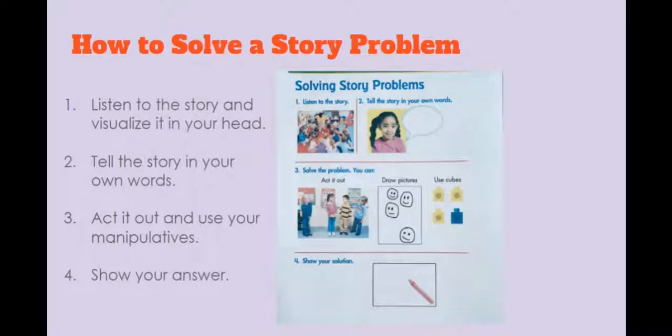So let's review how to solve a story problem. First, you want to listen to the story and visualize it in your head. Next, you want to tell the story in your own words. Then you want to act it out and use your manipulatives. And the last step is to always show your answer in your journal.